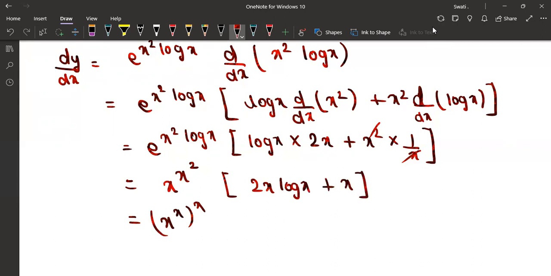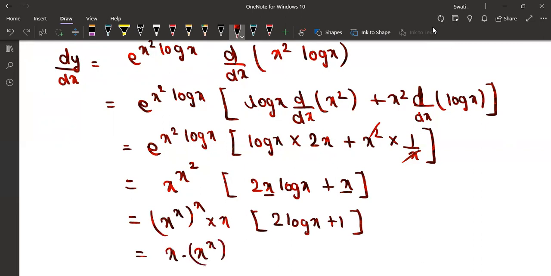Now from this particular expression, we can take this x and this x common. So I can write here into x, and then inside the bracket, we are getting 2 log x plus 1. So therefore, the final answer is x times x raised to x into 2 log x plus 1.